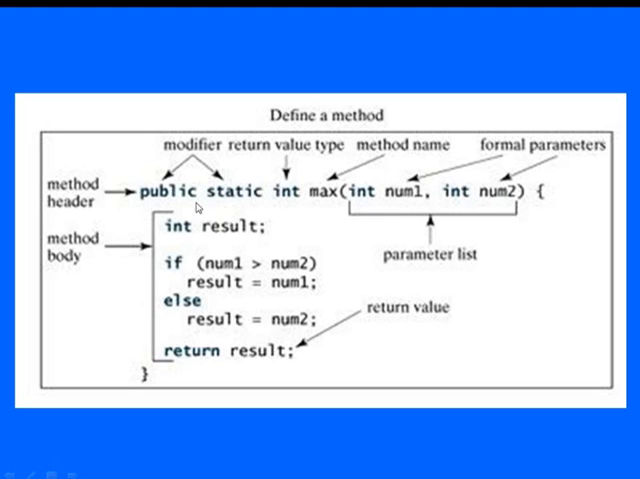Okay, so this constitutes the method header. We have modifiers, then the return value type, then the method name and formal parameters. In this method header, the modifiers as well as the parameter list are optional. We may skip them as per our requirement.